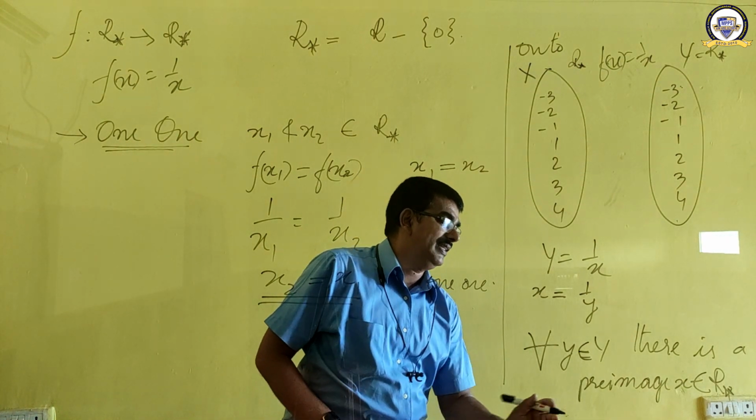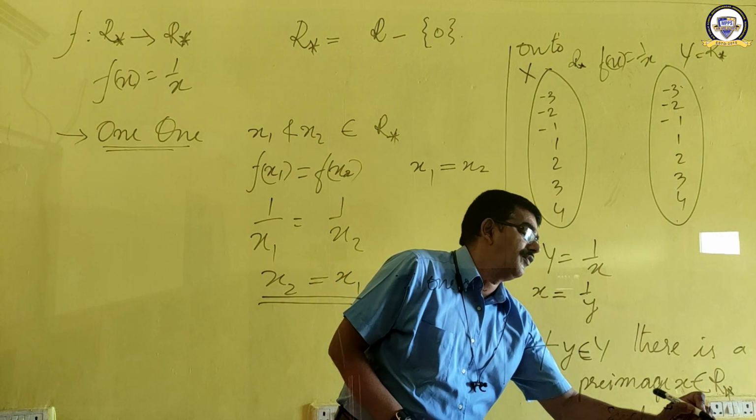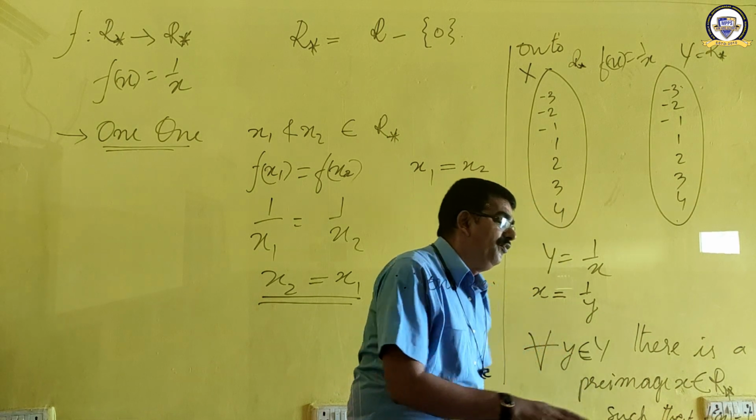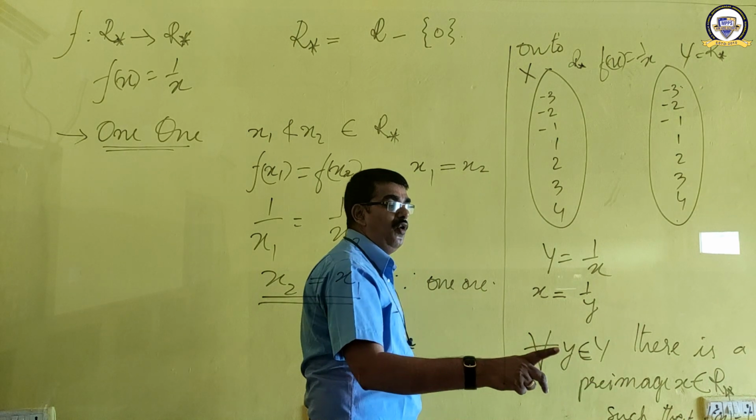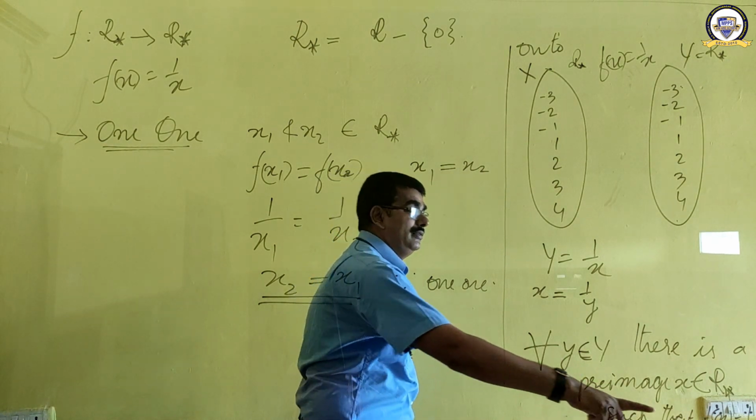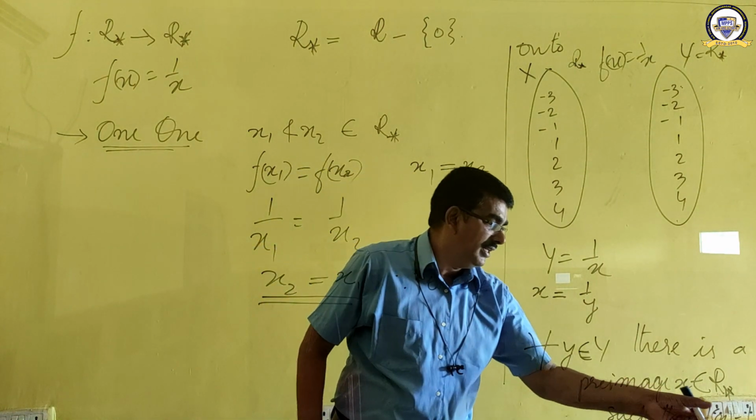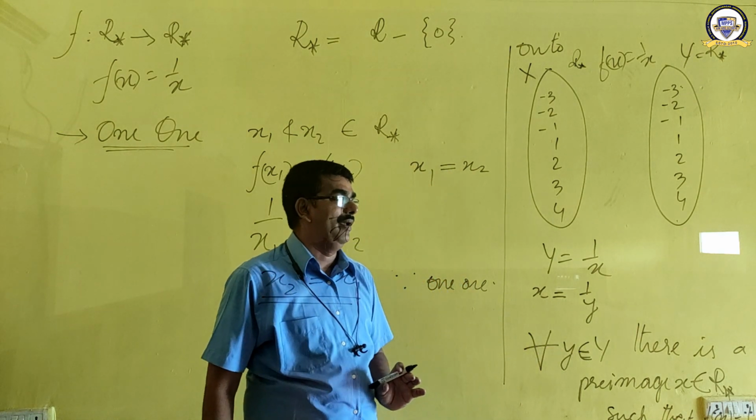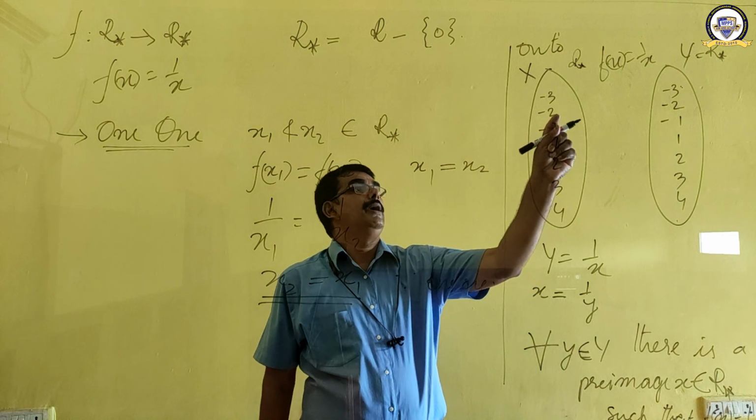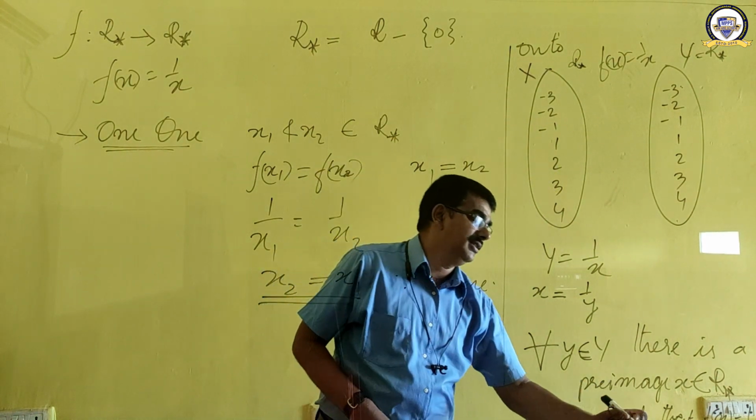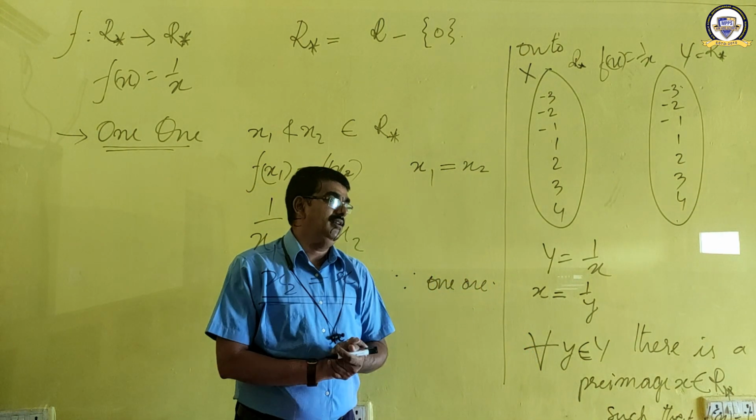Such that f of x is equal to 1 by x. With this definition, there must be a pre-image for each and every y. If the function were something else, I cannot say anything. The function is 1 by x, f of x is equal to 1 by x. According to this definition, for all y, there must be a pre-image over here. So this is one-one, and therefore this is onto also. Now the function is bijective.